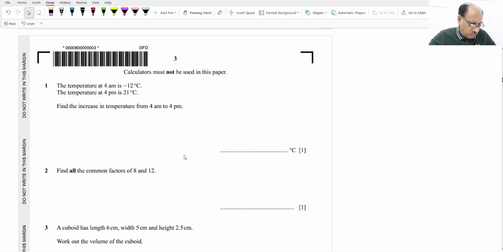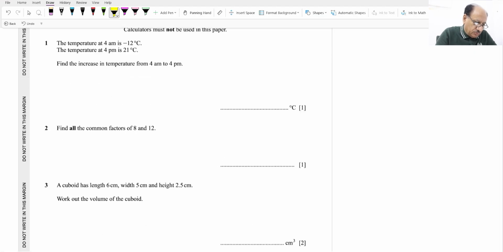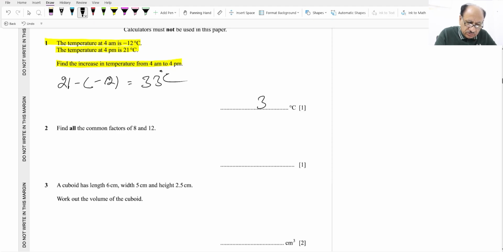Now we can go to question number 1, and question 1 says the temperature at 4 a.m. is minus 15 and at 4 p.m. is 21 degrees Celsius. Find the increase in temperature from 4 a.m. to 4 p.m. So we can write 21 minus minus 12. So this will be the difference in temperature, which is 33 degrees Celsius. So our answer will be 33 for 1 mark.